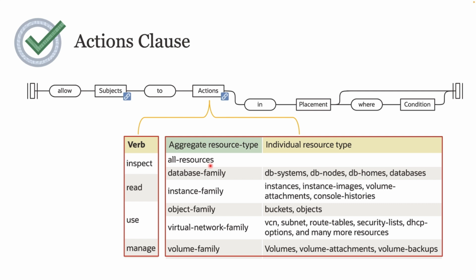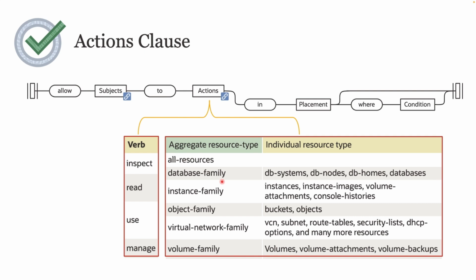And then we have the aggregate resource type and the individual resource type. The idea here is each resource type is grouped into a family. Like compute has many features and capabilities, and storage has many features and components, and database, and so on. So instead of dealing with individual resource types, you can deal with them at the aggregate level. If you say database family, you can actually write a policy at this particular level.